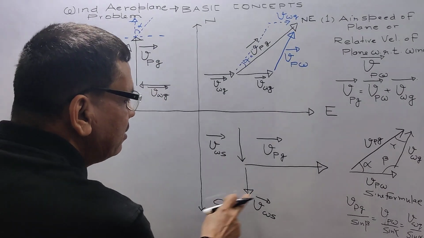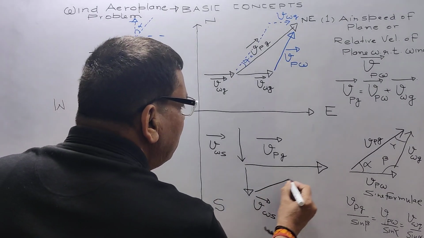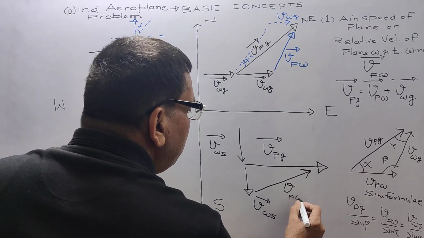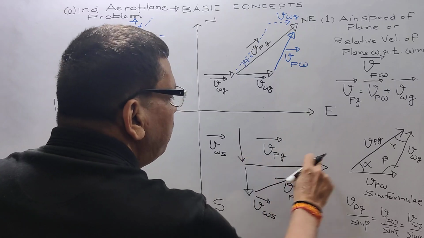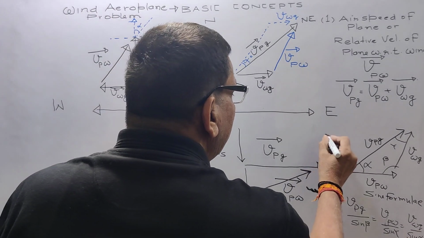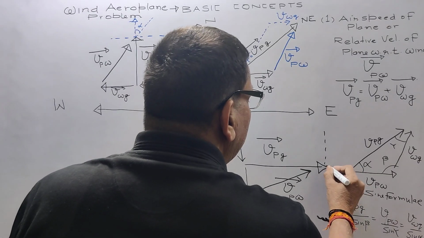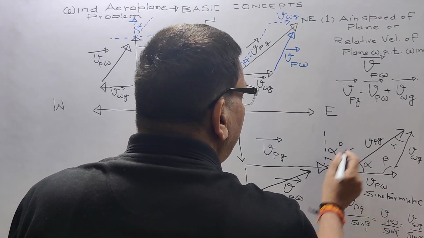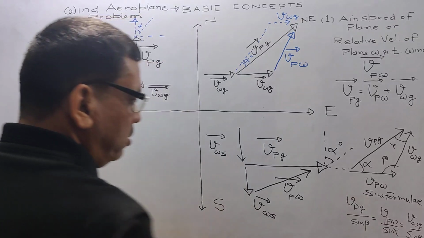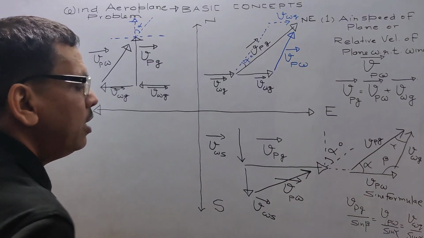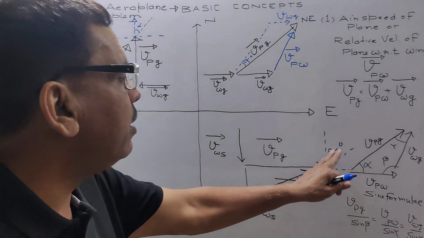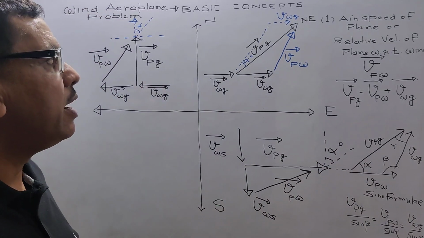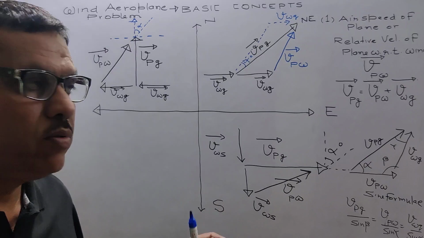So if I take this and this, and join this one, then this may represent VPW and this will be giving VPG. So what is this direction? If you just extend here, this will be the direction. I can say it is alpha degree east of north. The pilot will take the plane alpha degree east of north. So this way you can draw the velocity diagram to decide in which direction the pilot will take the plane.